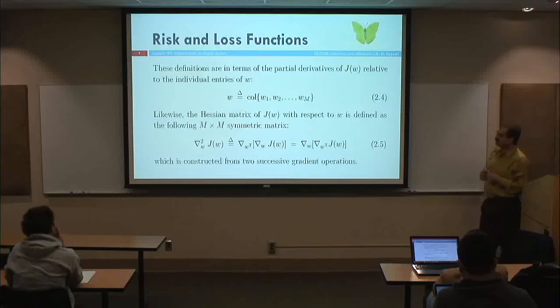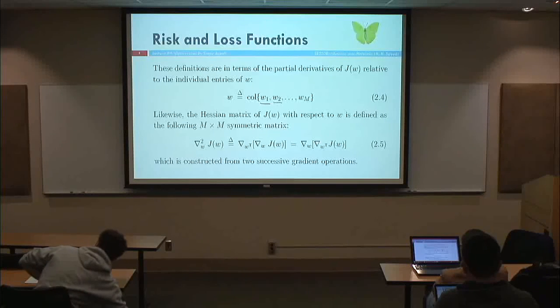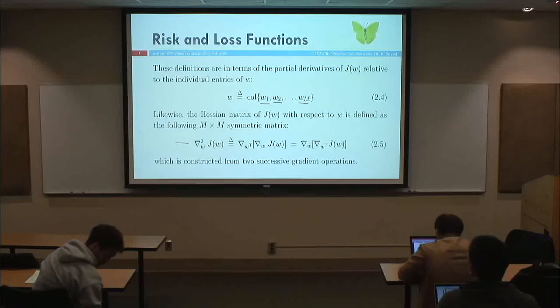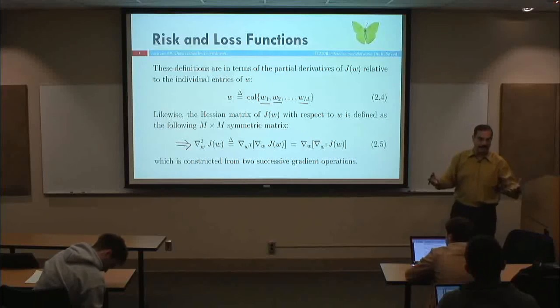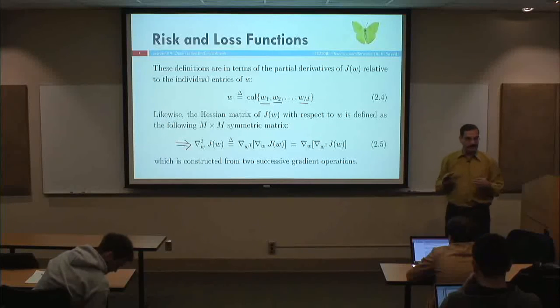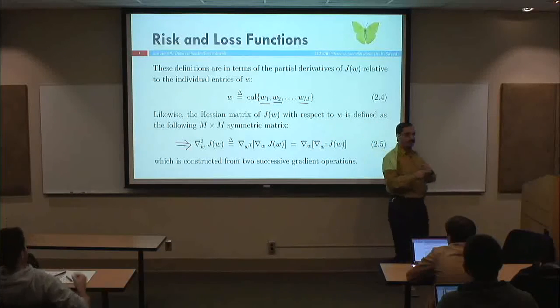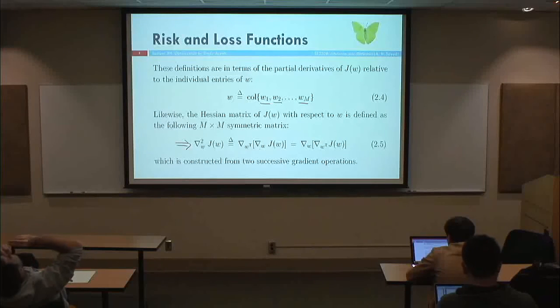And these partial derivatives are computed relative to the individual entries of omega, which I'm denoting by this notation. And then I also define the Hessian matrix of J. Since omega is real valued, the Hessian matrix is m by m. And how do you get it? You simply compute two successive gradient operations: the gradient relative to omega, and then relative to omega transpose, or the other way around. It doesn't matter which operation you do. You can do this first and then that, or that first and then this. So these are definitions we saw before.